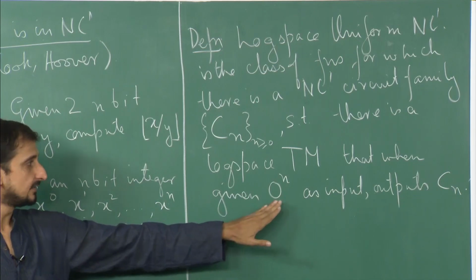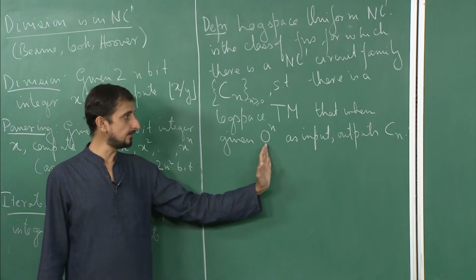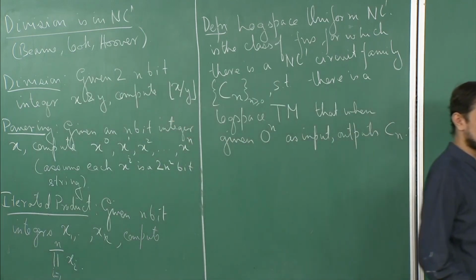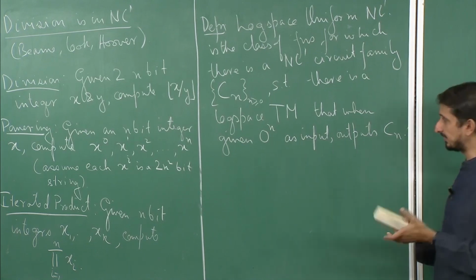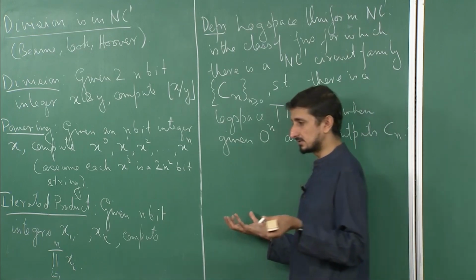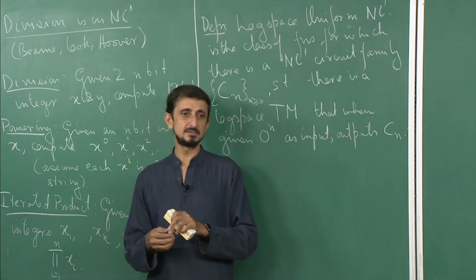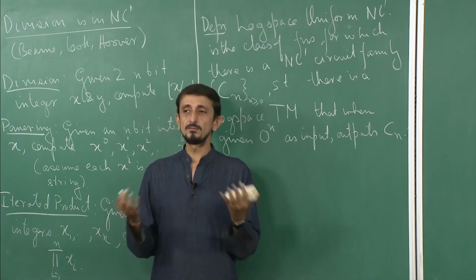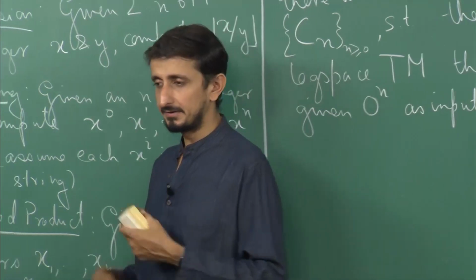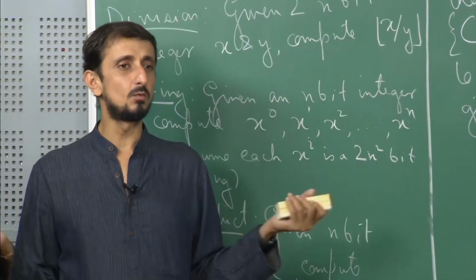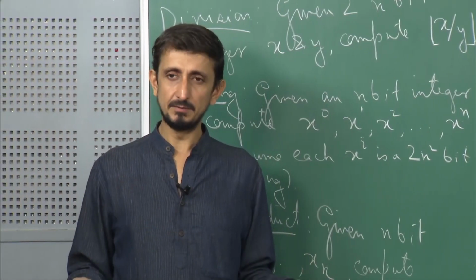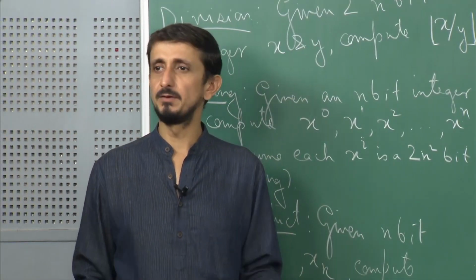not given in binary. So, if you are given n as input in unary, this log space Turing machine outputs Cn. So, what is a log space Turing machine? Again, just to make sure everybody understands the complete definition. A Turing machine of course is something that we all know. A Turing machine is a model of computation where you have an input tape, you have a finite set of states, and there is a work tape as well, and the machine can do some computation given an input and then accept or reject the input.